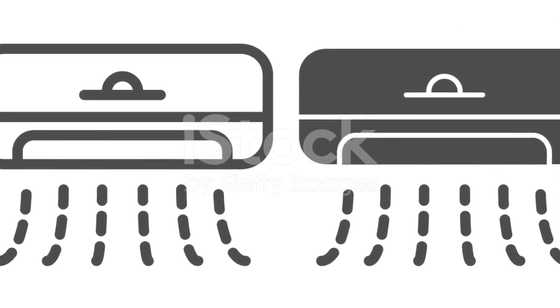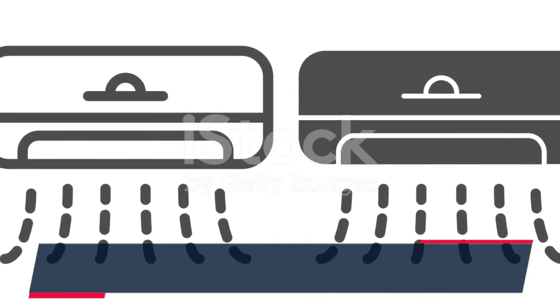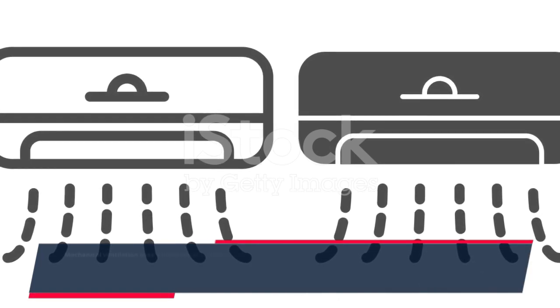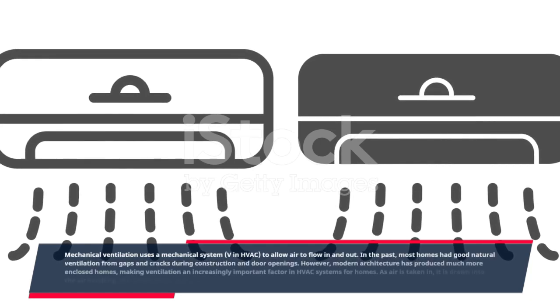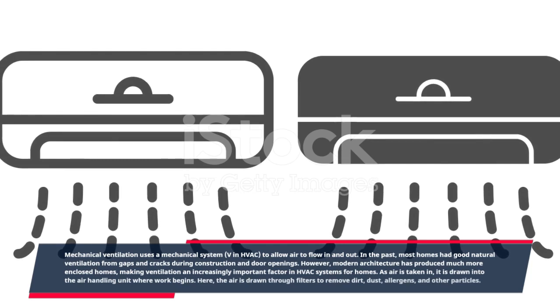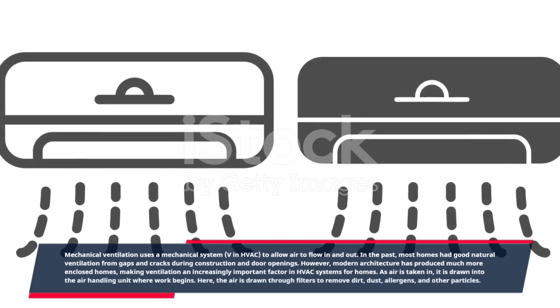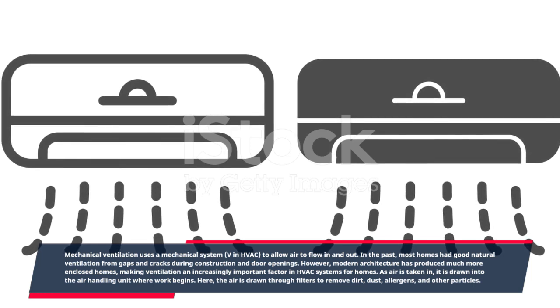Mechanical ventilation uses a mechanical system, via an HVAC, to allow air to flow in and out. In the past, most homes had good natural ventilation from gaps and cracks during construction and door openings. However, modern architecture has produced much more enclosed homes, making ventilation an increasingly important factor in HVAC systems for homes.